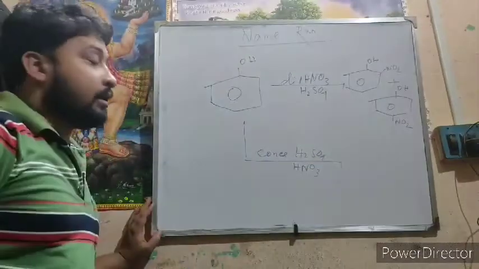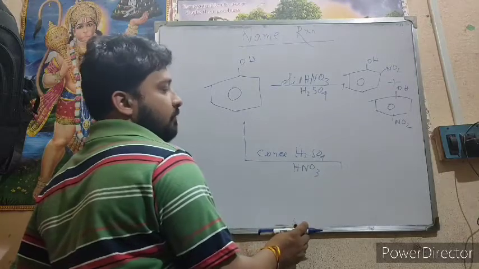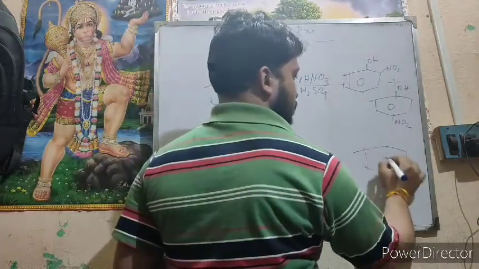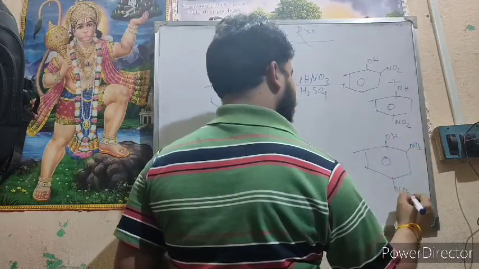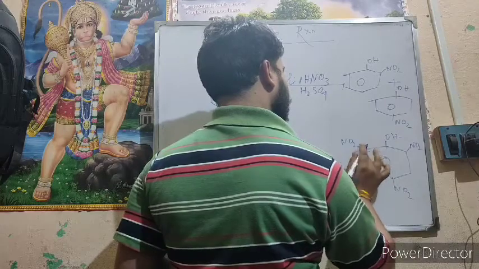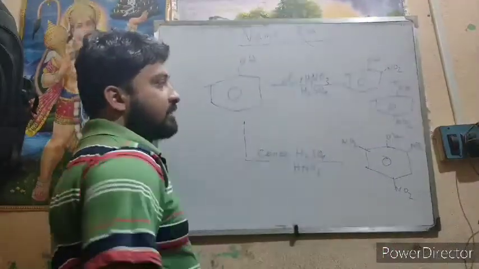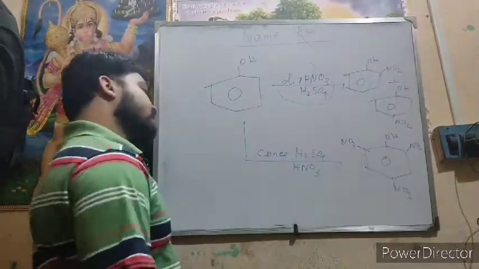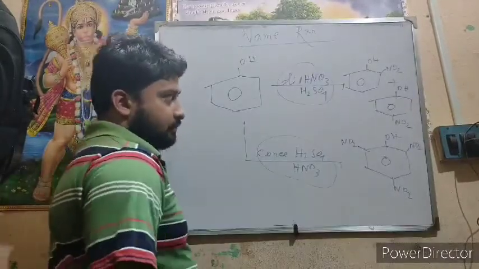concentrated means the concentration of NO2 is high, so you get picric acid. This is nitration. If you use dilute HNO3 and H2SO4, you get these two products. If you use concentrated H2SO4 and HNO3, you get picric acid.